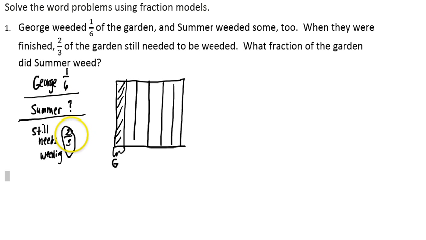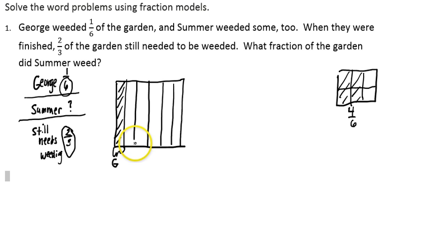But in order to show 2/3 on this fraction model, I need to change my 2/3 into 6 so they have the same denominator. If I think about that, I'm going to draw this off to the side. If I have 2/3 and I divide that in 2, that gives me 6, and I can see that 2/3 is the same thing as 4/6. So I'm going to shade in 4/6 to show what still needs to be weeded.